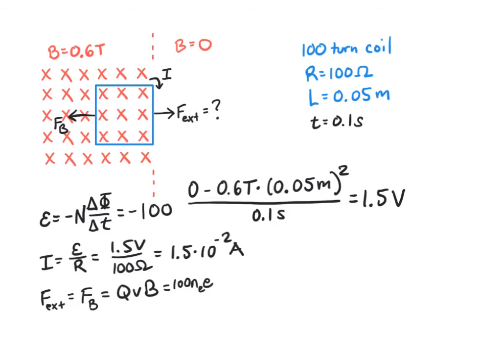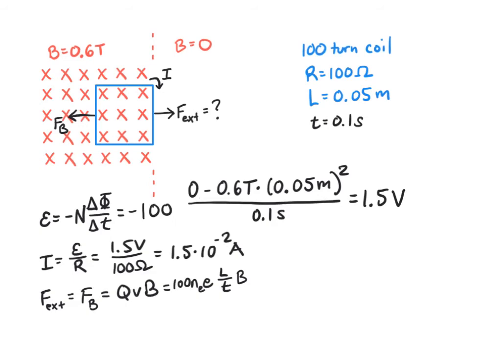We can represent V as the distance the charges are moving divided by the time it takes them to move that distance. We could choose any distance and time as long as they match up. The easiest distance to pick here is the length of the square over however long it takes the charges to travel that full length.